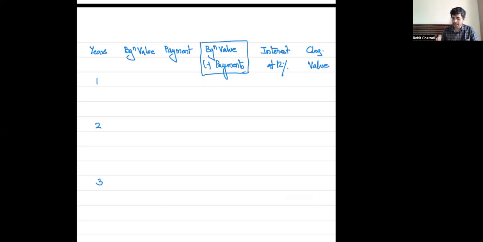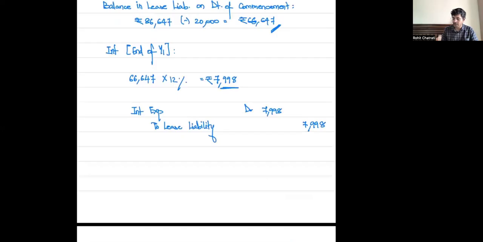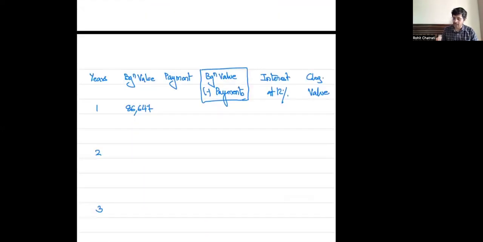So at the year one beginning, I recognize the lease liability of 86,647. Immediately, I made a payment of 20,000. After making this payment, my liability was 66,647. The borrowing amount reduced to 66,647. Interest for year one is going to be computed on this amount.